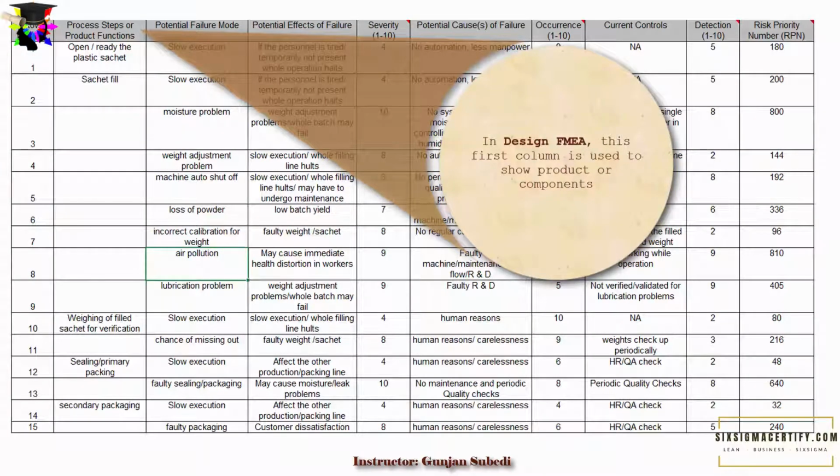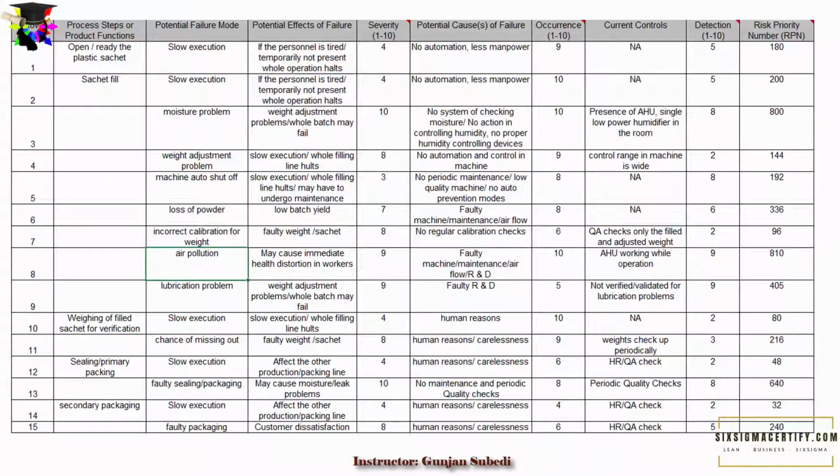The columns or components in the FMEA diagram are easy to understand. I will explain the basic important components of FMEA here. We'll talk about the severity, occurrence, and detection, and also the risk priority number or RPN. First, let's start with the severity.